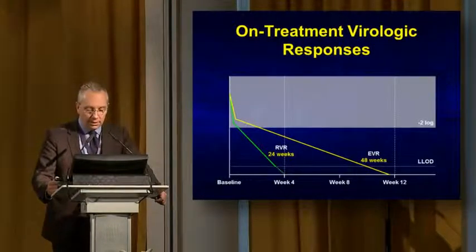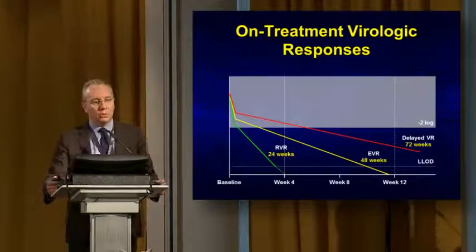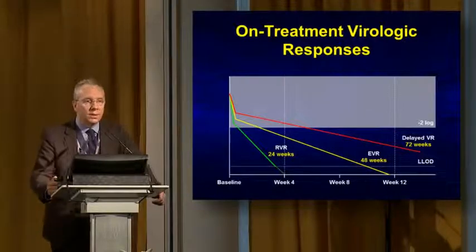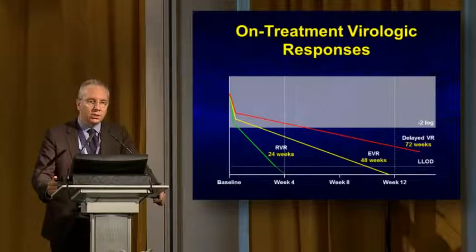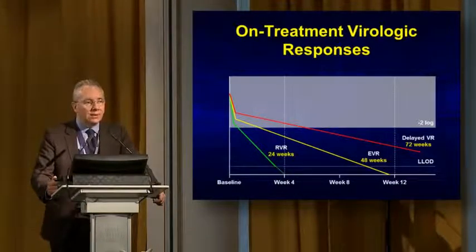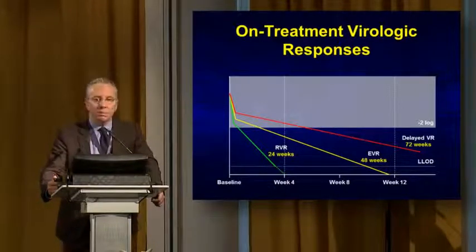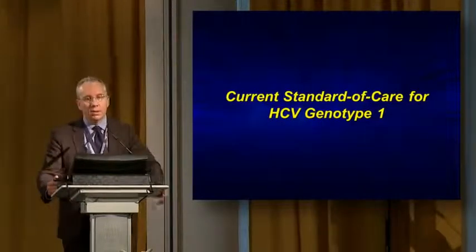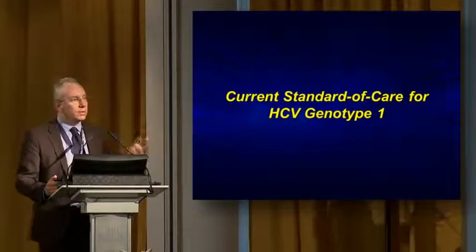And finally, if the patient has a more than 2 log drop at week 12, but still has detectable HEV RNA at week 12, and this patient has undetectable HEV RNA at week 24, the patient should be treated for a longer time, for 72 weeks, and this patient will benefit from the 72 weeks of therapy. This is very important: you should not hesitate to prolong therapy in patients who are slow virological responders or delayed virological responders. That's the current standard of care for genotype non-1.